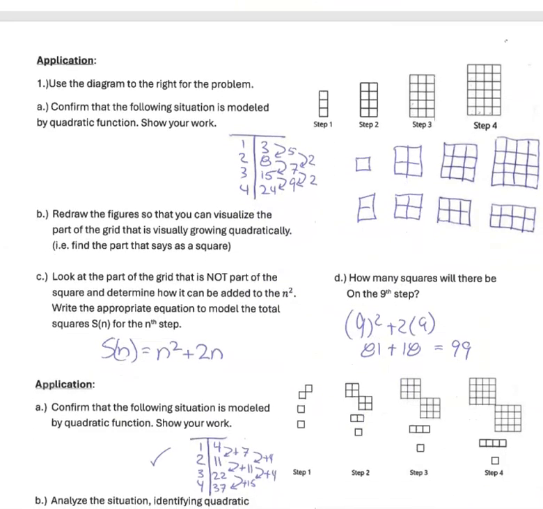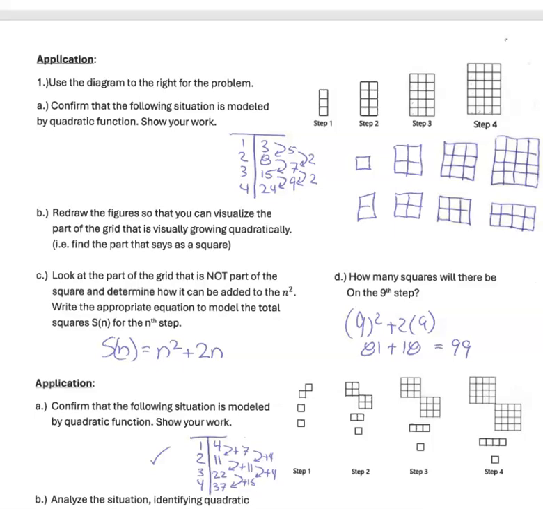Now, on the second one, it's a little bit weirder because you can't just see the part that is growing in a quadratic fashion, the part that is making a square that is just increasing. So it says confirm that the following situation is modeled by a quadratic. You don't want to be trying to come up with a quadratic equation if it's not even quadratic. So what we did here is we set it up as a table. You do your second difference and you get the same number. So it is going to be quadratic.